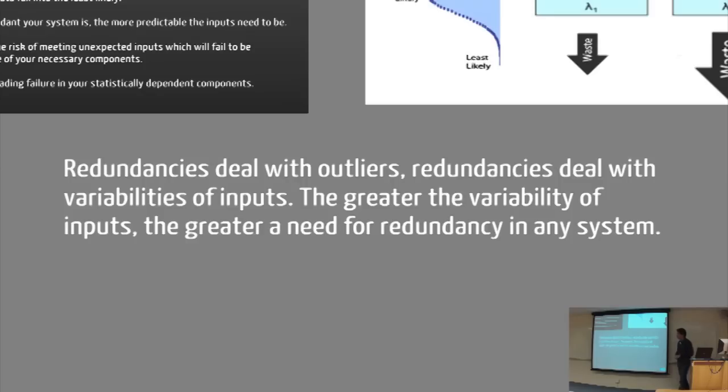So the idea is basically, you want redundancies because they deal with outliers. They deal with the variability of all sorts of inputs in your life. The greater the variability of your inputs, the greater the need for redundancy in any system. And so you could say that because we're very uncertain about where we're heading, we often have conditionals. We say, if this happens, we'll do this. If this happens, we'll do that. That's essentially a redundancy measure. The more you plan for those kinds of things, the more redundant your system becomes. The less you plan for that, the less redundant it becomes. The more efficient you become, but then again, the more risky your system and your plan becomes.